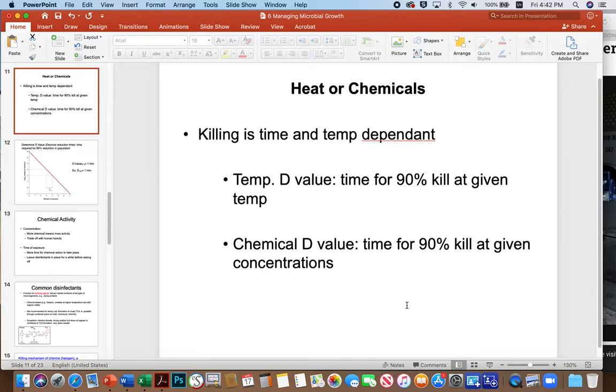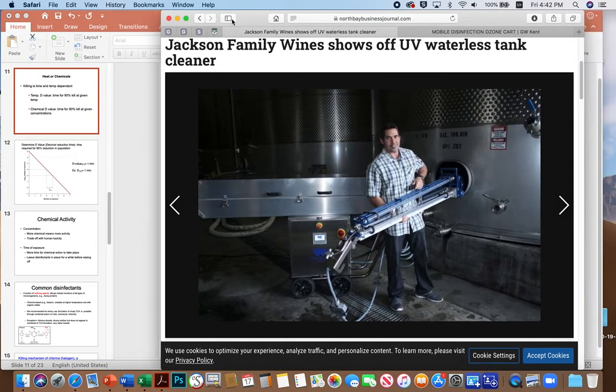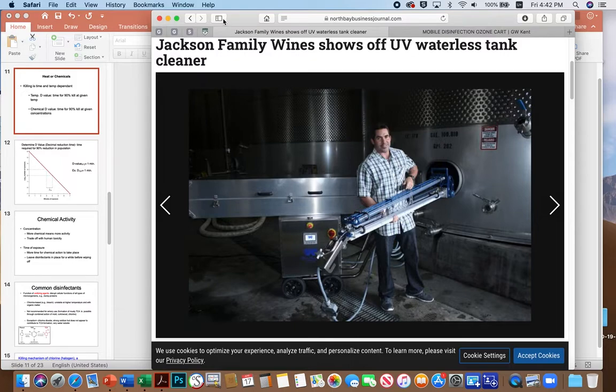For microbial growth, we typically break the approaches into physical and chemical methods. An example of a physical method would be heat. Another example of a physical method would be UV. I just wanted to show you that there are individuals using these UV systems, and this particular system here can be dropped in a massive tank and turned on and basically disinfect an entire tank, which you can imagine would be a huge savings in the amount of water that would be necessary.